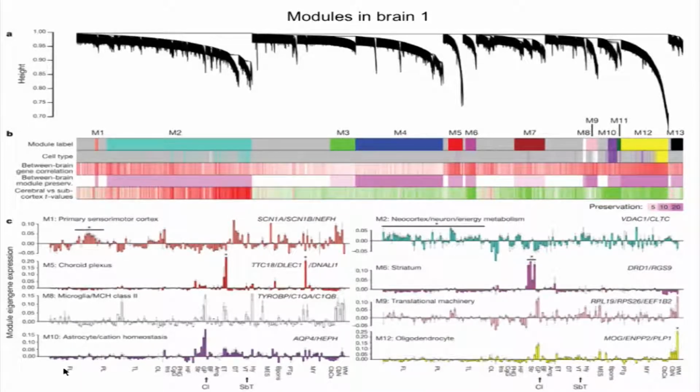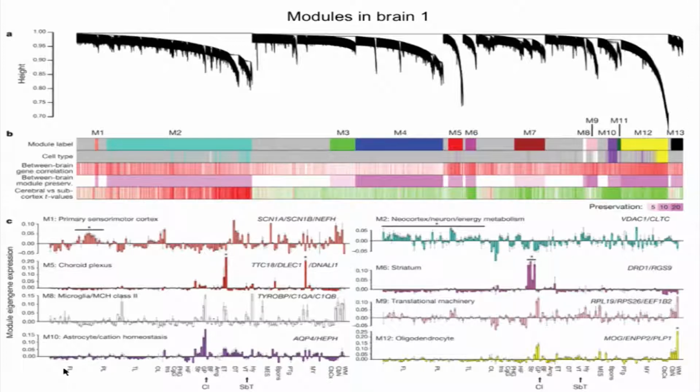For example, module number 1 corresponds to primary sensory motor cortex. Why? Because its genes are overexpressed in these regions. Module 6 corresponds to striatal genes. Notice the module eigengene takes very high values here, but is 0 essentially everywhere else. But other modules correspond to cell types. For example, module 8 corresponds to microglial cells, module 10 to astrocytes, and so on. Module 12 to oligodendrocytes. How do we know it? Well, we study module enrichment with respect to the cell markers, user list enrichment analysis.